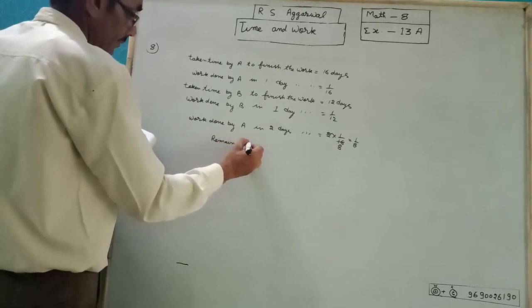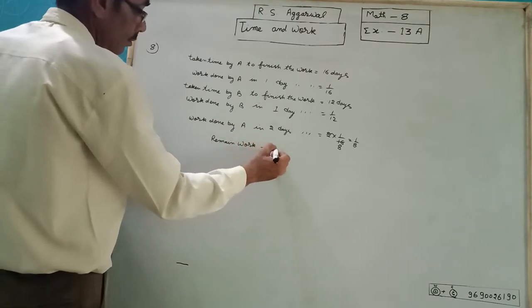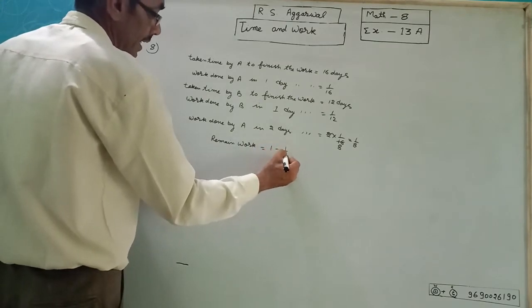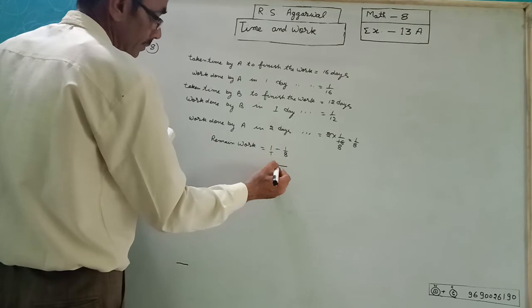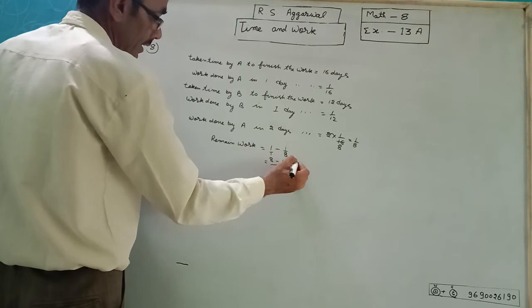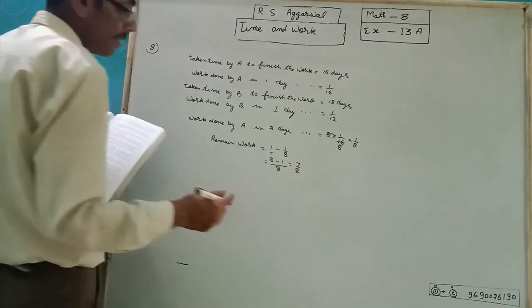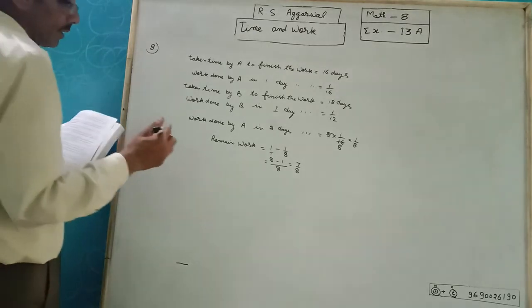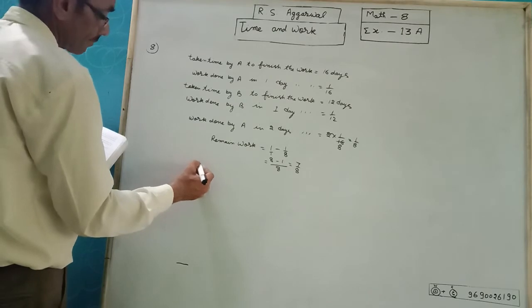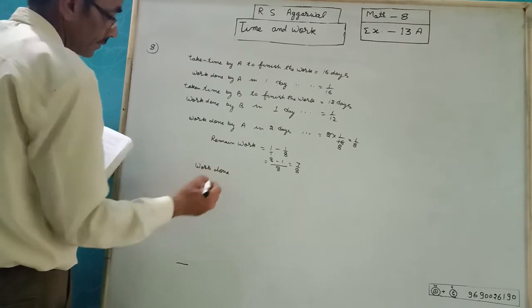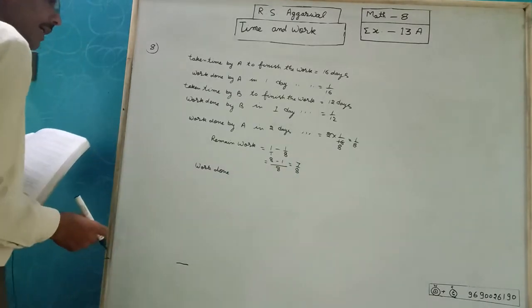Remaining work is equal to 1 minus 1/8. Take the LCM. LCM is 8. 8 minus 1 is equal to 7/8 work. This is the remaining work, after the work done by A.